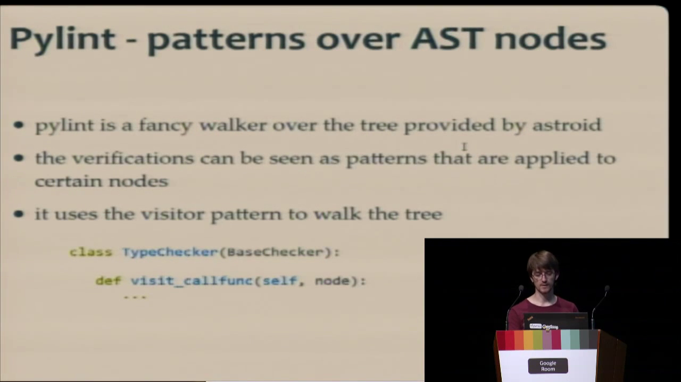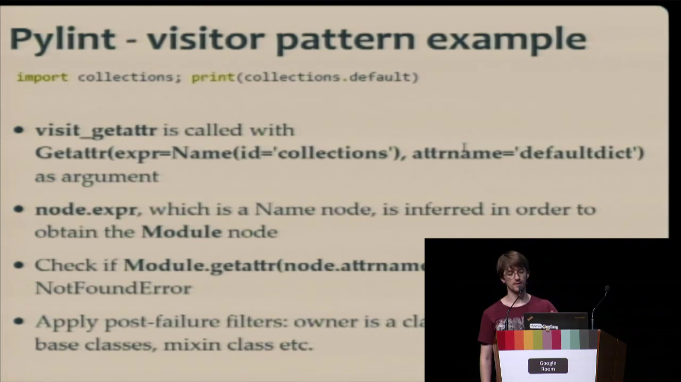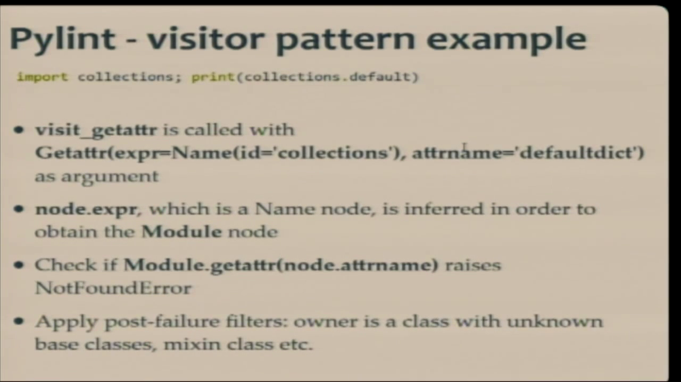And a small example of how the visitor pattern works. Let's say we implement in our own checker visit_call_func. In this particular example, we're importing collections, and we're obtaining the default attribute from collections. There's no default attribute in collections, by the way, it's defaultdict. What will happen is that visit_getattr will be called with the node, which will be the getattr node. Afterwards, we'll infer what that node really represents. I mean, what the parent of the statement really represents. The parent will be the name collections. And we need to infer it because we should know what that node represents at the end of the AST.